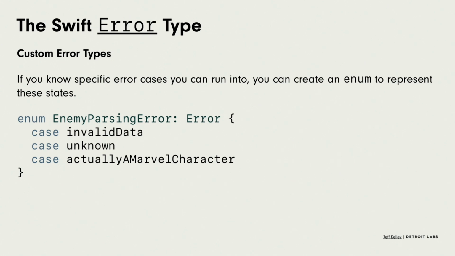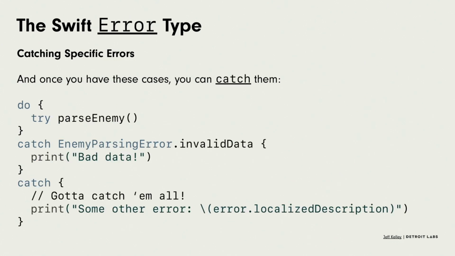Now we can use this with our catch. If I try to parse some data, and then I catch the error that it's invalid data, inside that catch, I know exactly what the error is and can handle it. I do still have to have another catch with nothing on it because I don't know what type will be thrown. So we do have to handle all errors.